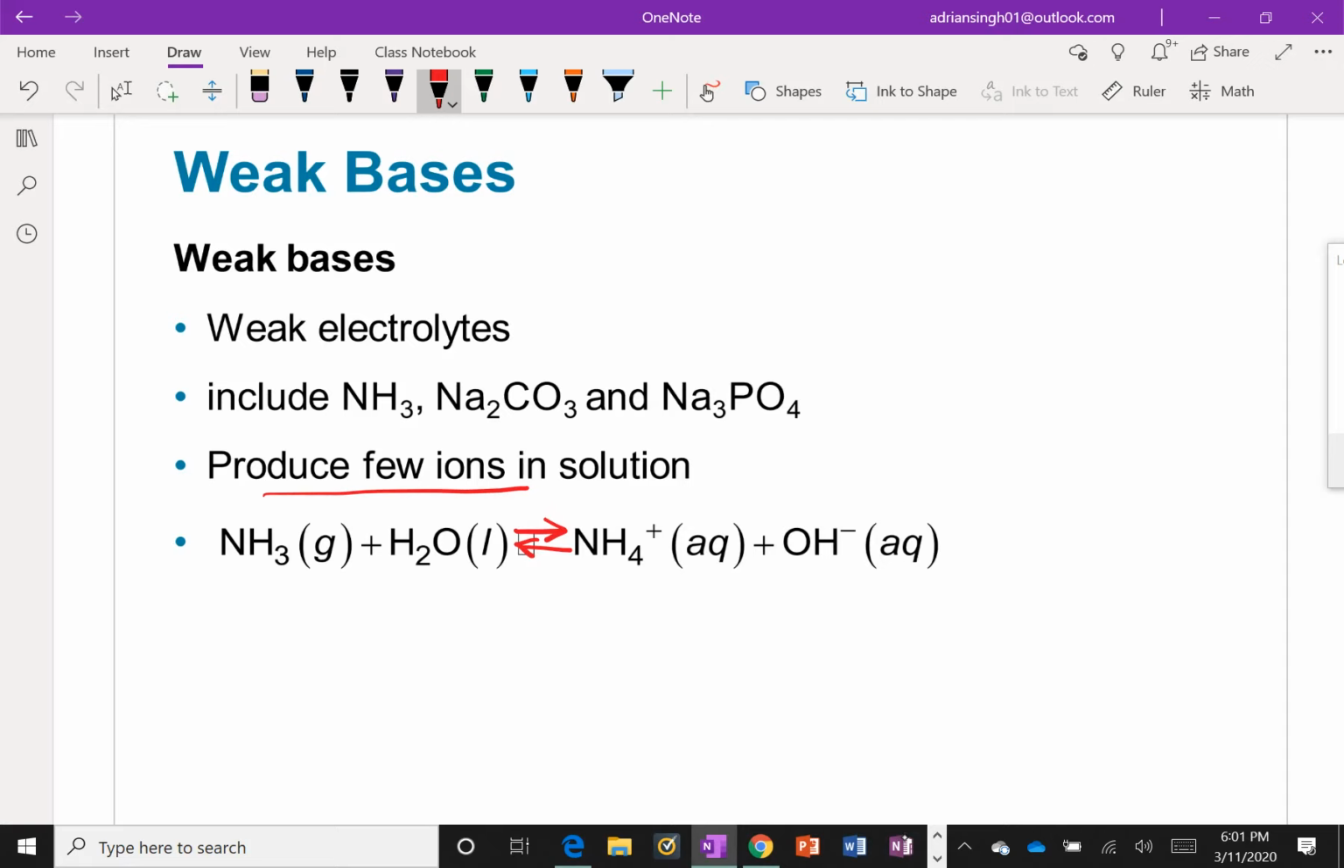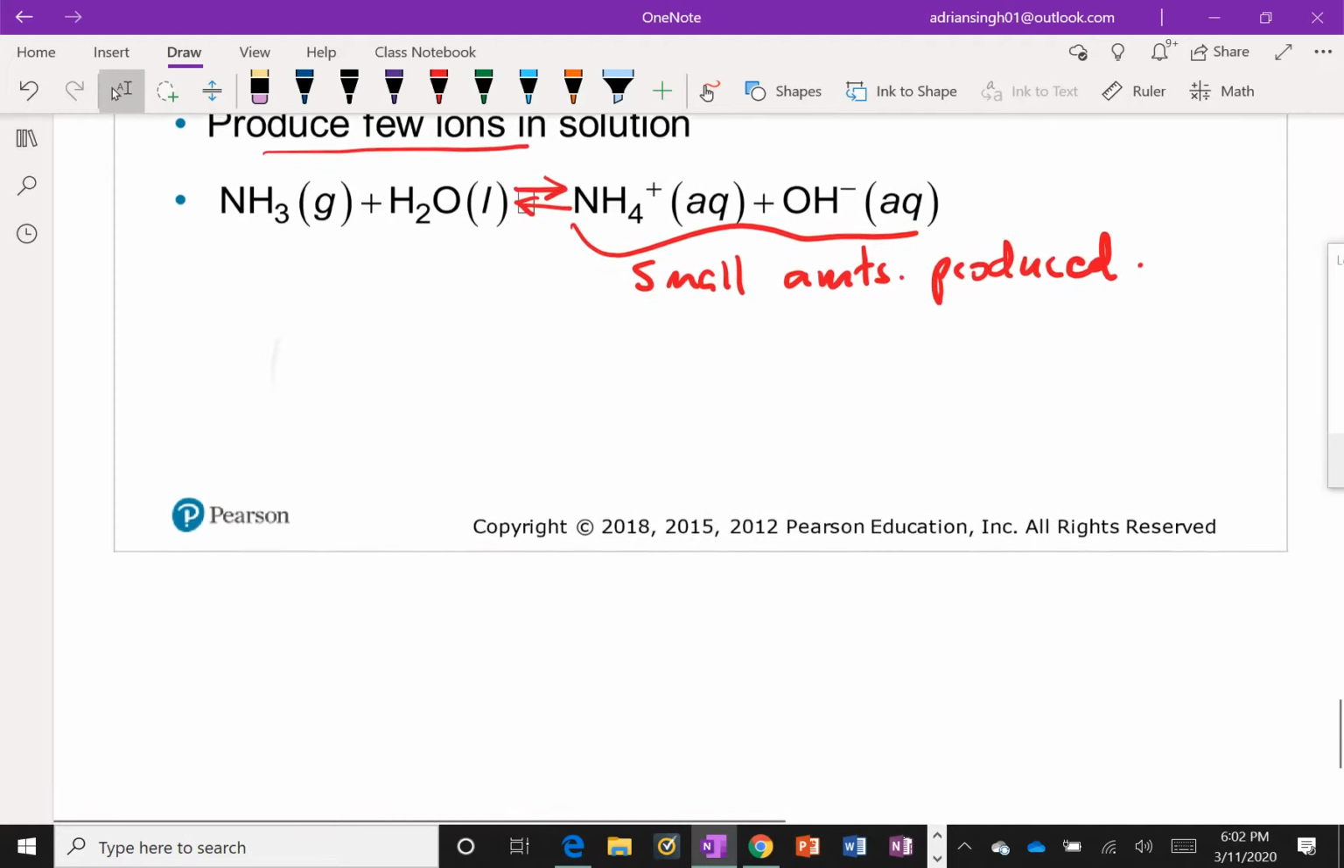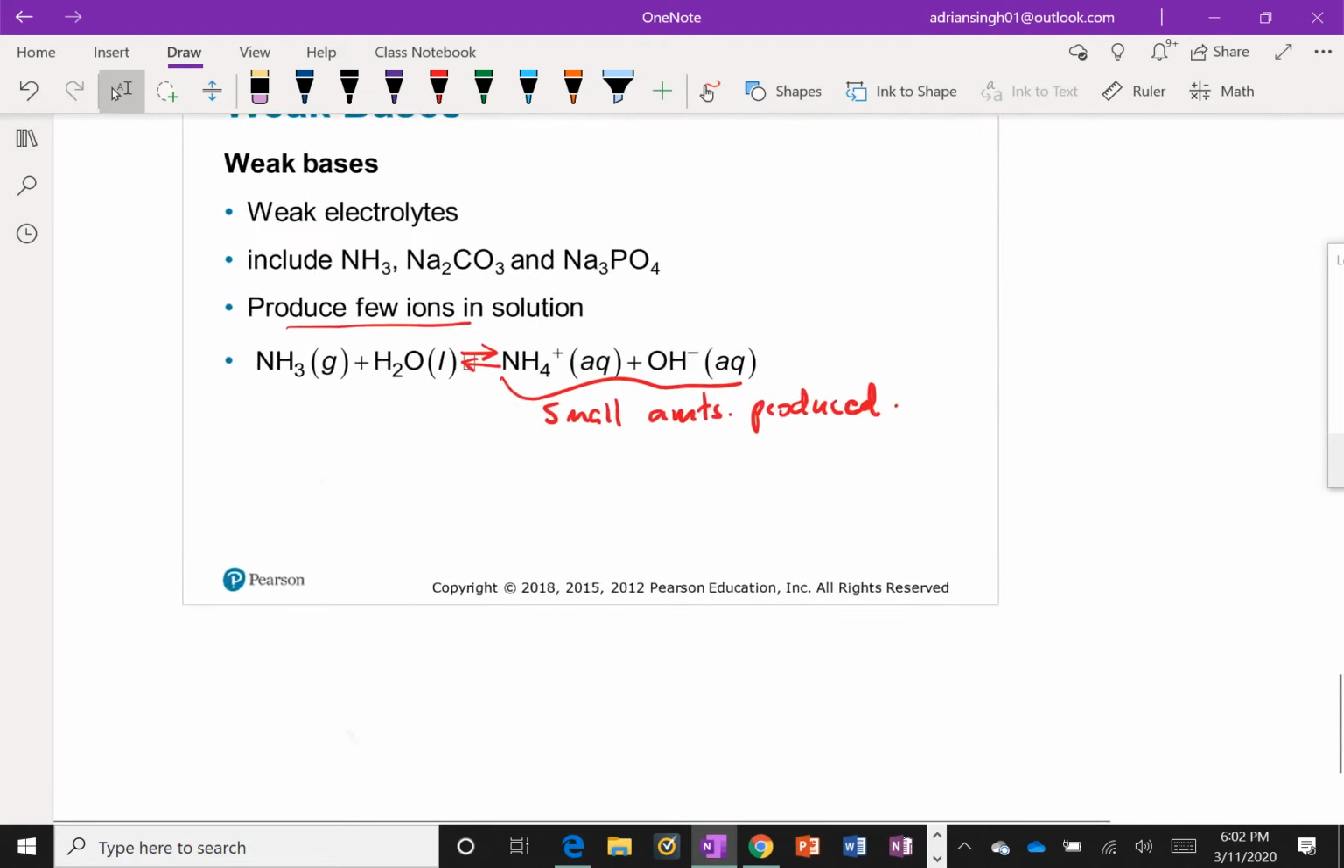So this here, it's going to act as a base. It's going to accept that H plus from the water. We form the NH4 plus. We take away an H plus from the H2O. We end up with hydroxide. So it still produces hydroxide, but we only get a small amount of those ions in solution. So the ability of something to break apart into ions is what we're using as our guide for determining whether an acid or base is strong versus weak.